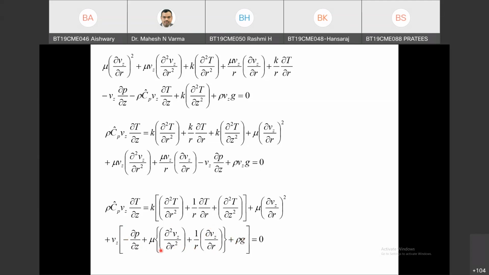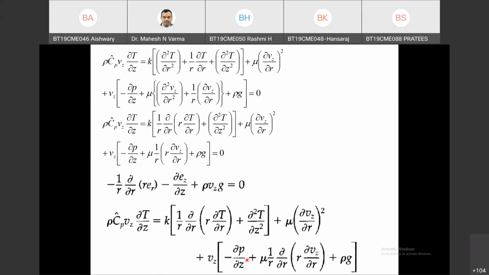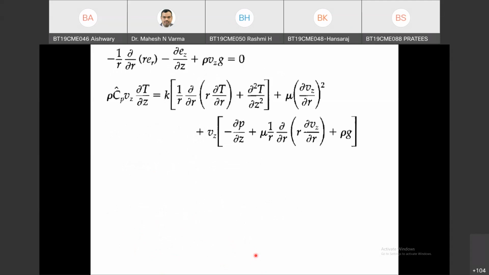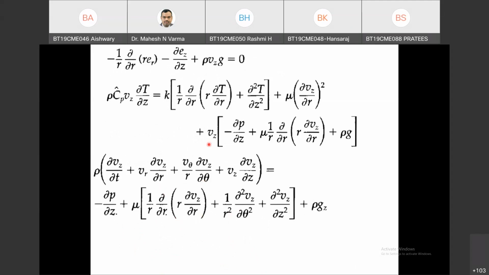Have you seen this equation somewhere? Yes, sir. So this is the equation of change. Very good. This is the equation of change for flow through a pipe. When we were discussing flow through a pipe, at that time we got the same equation equal to 0. This is the Z momentum balance equation. The Z momentum balance equation will give me this equals 0. That is why we have arranged this equation this way. It is the same equation we got actually.